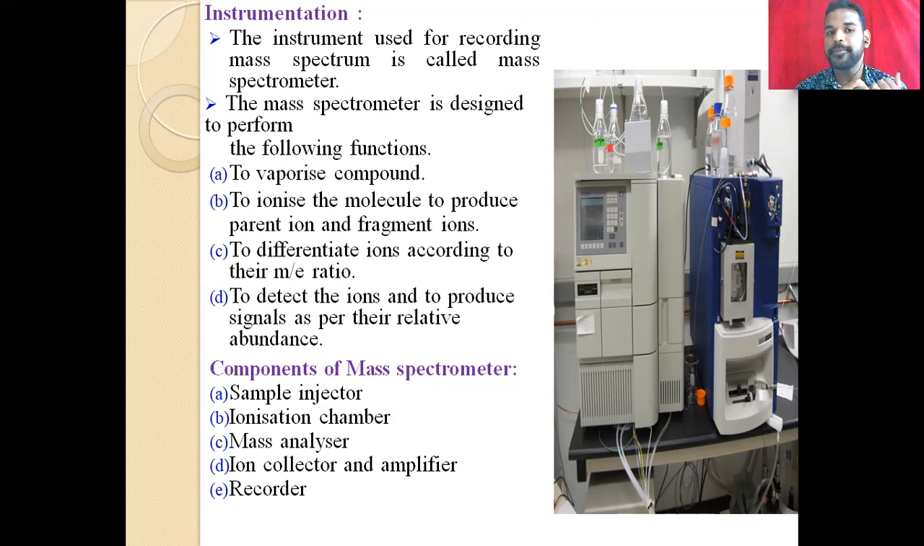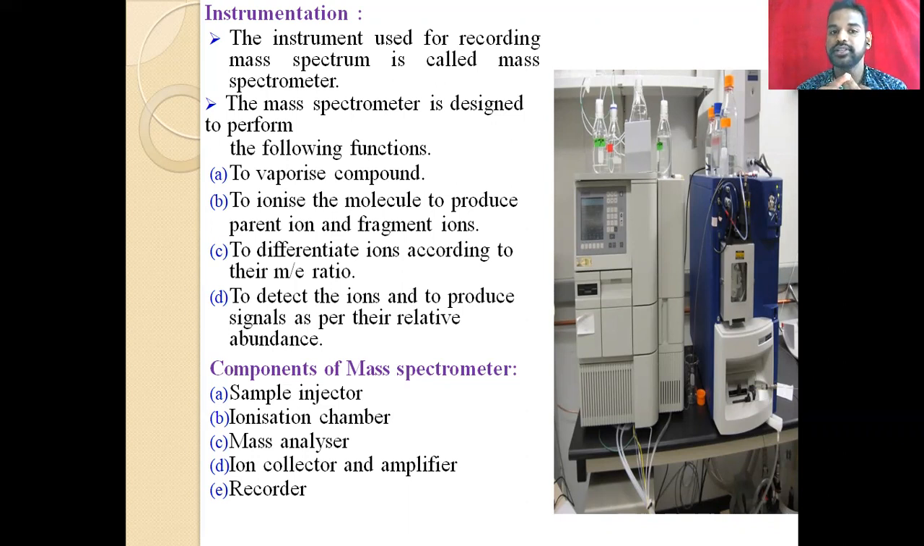First, to vaporize the compound. Before introducing the compound into the mass spectrometer, it must be vaporized. The next one is to ionize the molecule, to produce the parent ion and fragment ions.